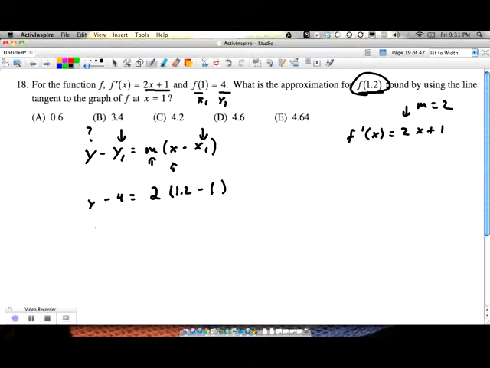So I have y minus 4 equals 2 times 1.2 minus 1. Well, 1.2 minus 1 is really 0.2. Multiply by that 2 and say y minus 4 equals that. 2 times 0.2 is 0.4. So I'm going to have y equals 0.4 plus 4. Or in other words, 4.4. Is that right? If I add 4 to 0.4, I feel like I'm a little bit off on which ones I'm using here.